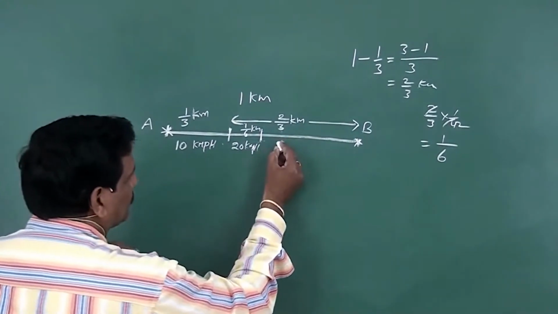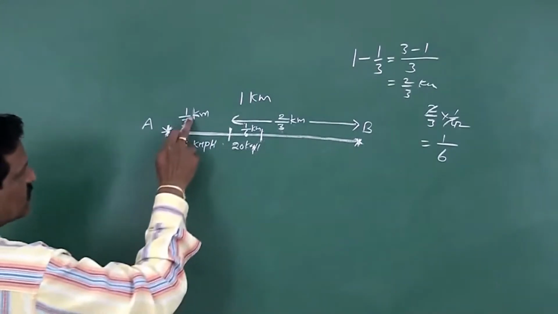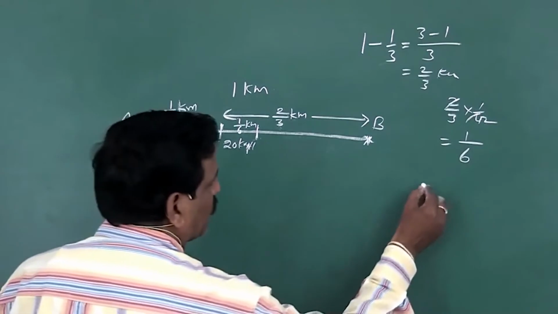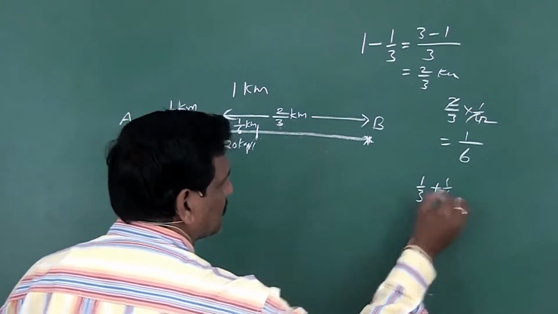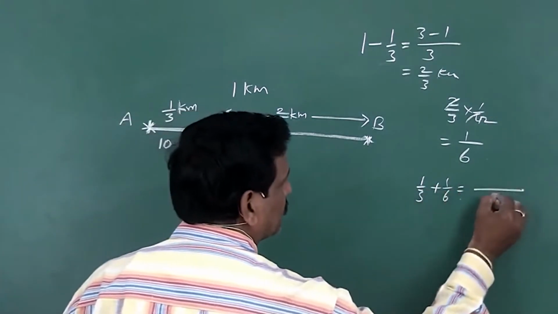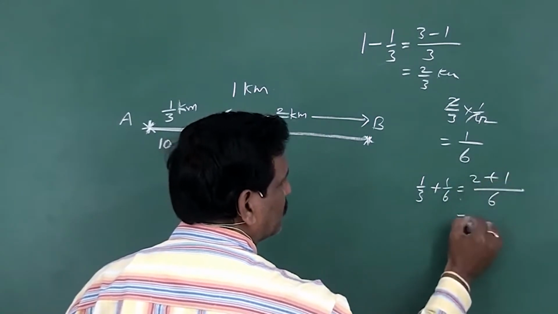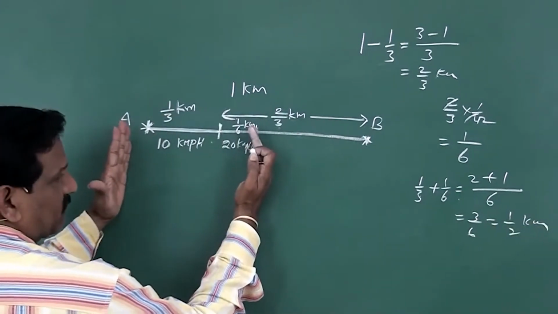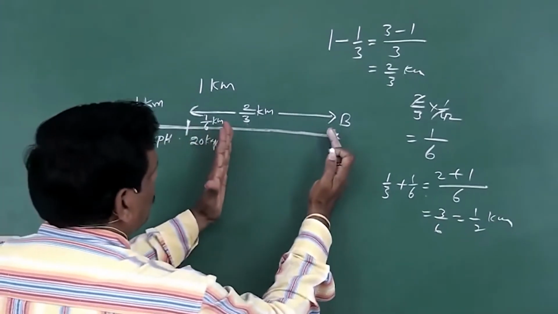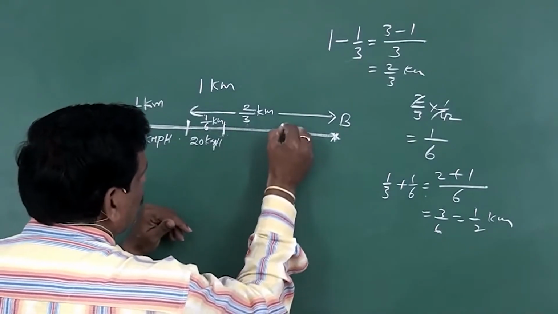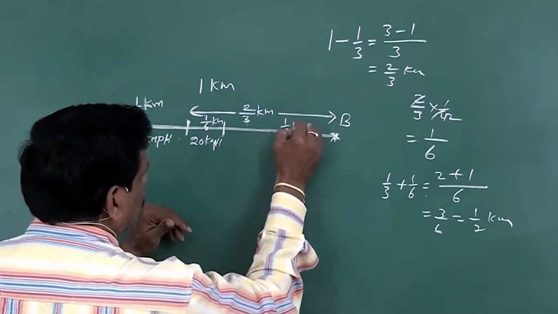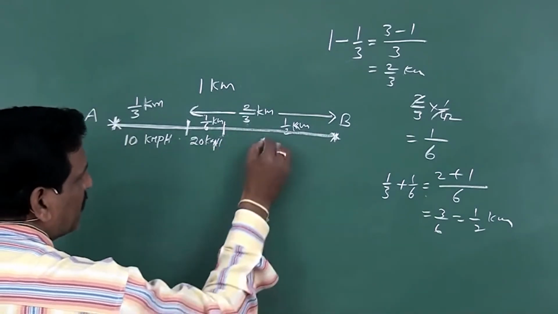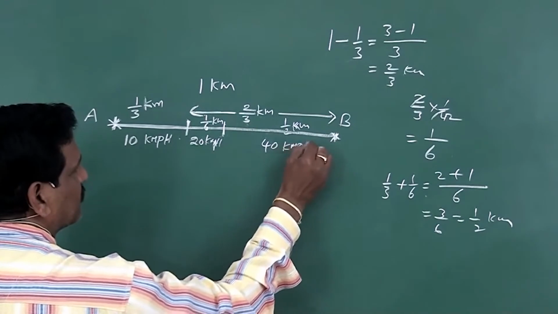And the remaining distance. What is remaining distance? This is 1/3 kilometer. This is 1/6 kilometer. That means 1/3 plus 1/6. This is 6, 2 plus 1, 3/6 means 1/2. So this is 1/2 kilometer. Now this 1/2 kilometer is travelled with another speed of 40 kmph.